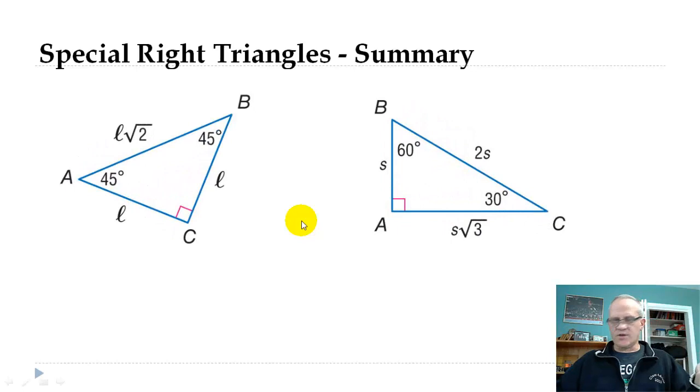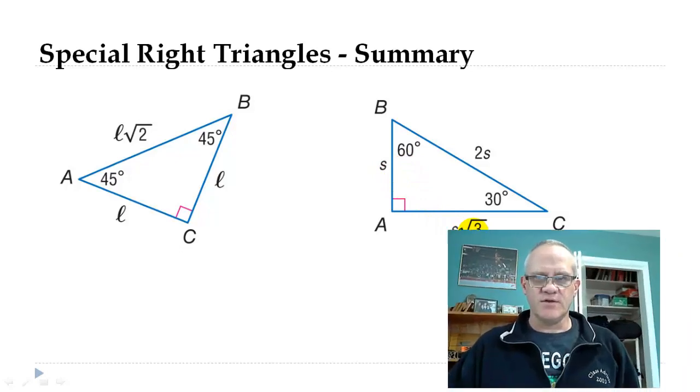So in summary, here's the two patterns. You notice on the left here, 45, 45, 90. In the pattern, you have leg and leg are the same, and then the hypotenuse is leg times square root of 2. And on the 30, 60, 90 triangle, you notice straight across from the 30 is your S. The hypotenuse is 2S. Again, it's hyping it up. And then the other leg would be S times square root of 3. Okay, so there's our summary on those two triangles.